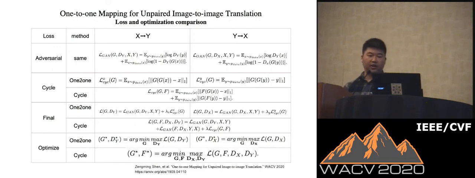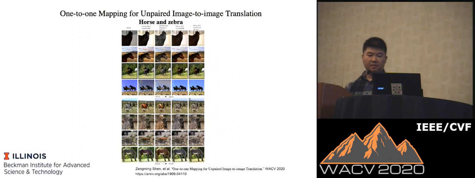And in the loss function and network designs, the adversarial loss is the same, and we have two separate cycle losses for each directional mapping. Also, to optimize, we're going to optimize one function, G star. And for the second, it needs to optimize two functions, G and F. So in this way, we can make this mapping very specific and very accurate. And following, you see the results.